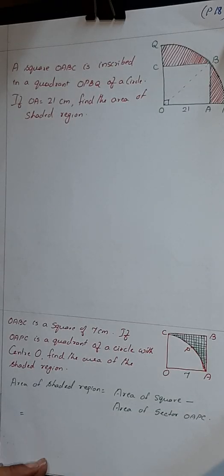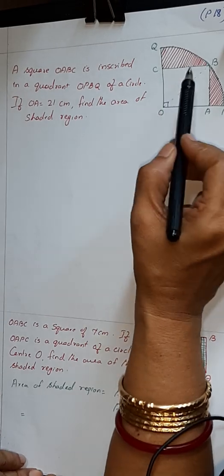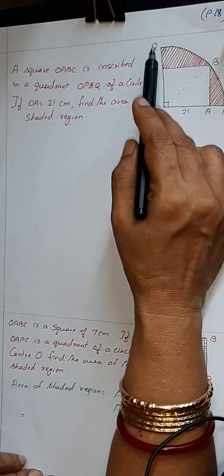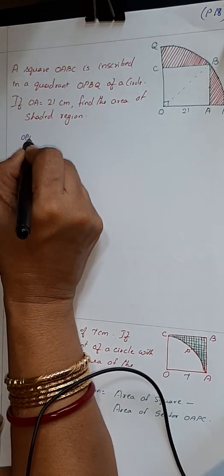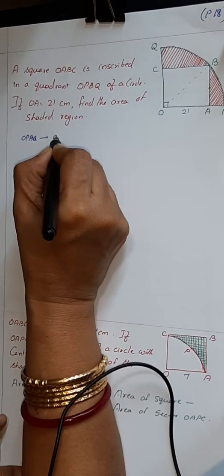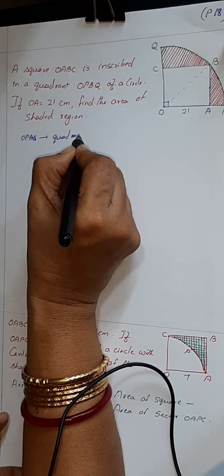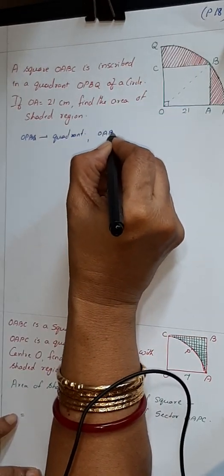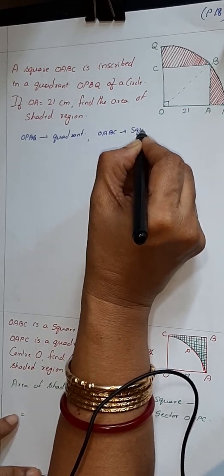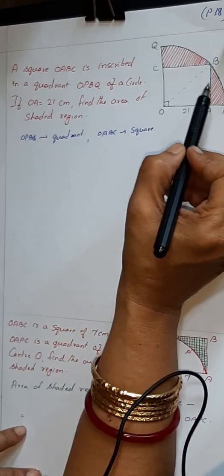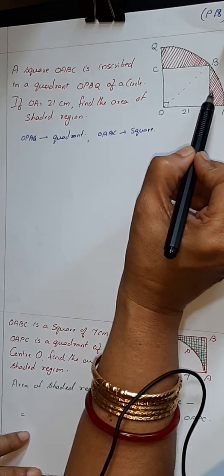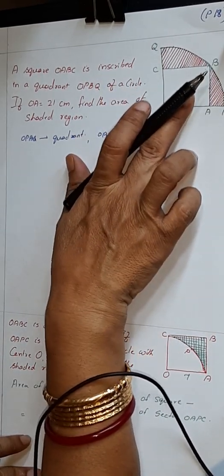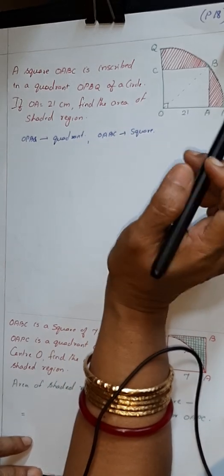So here it is given a square OABC is inscribed in a quadrant. OPBQ is a quadrant, and OABC is a square. Now to find the shaded region, area of the quadrant minus area of the square, you will get the area of the shaded portion.